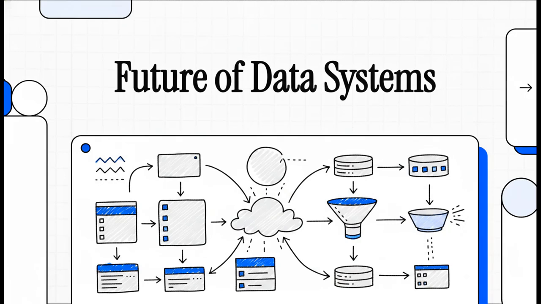The future of data systems is not one perfect database. It is many systems working together. Welcome to this explainer. Today, we're pulling back the curtain on why we are literally unbundling the database and how modern data pipelines actually work under the hood.